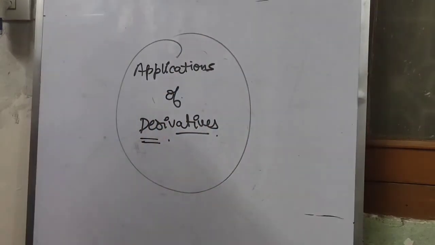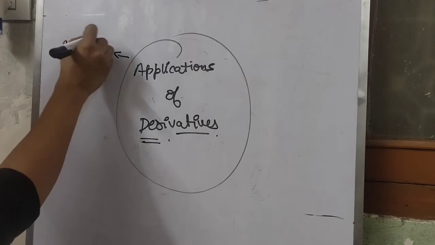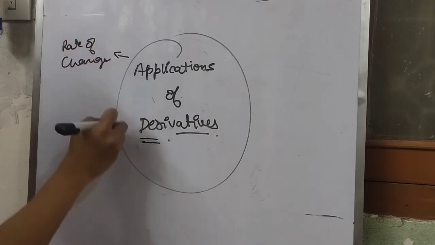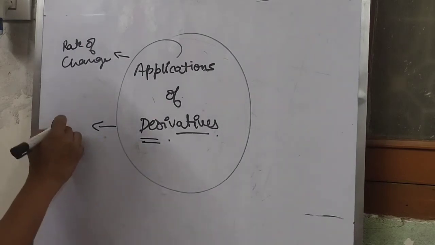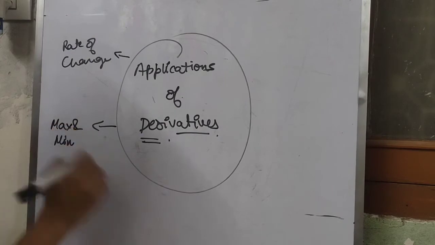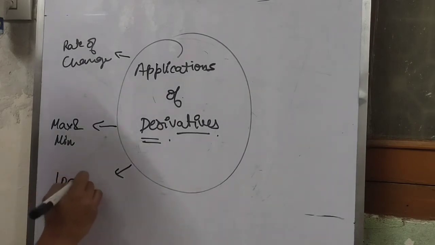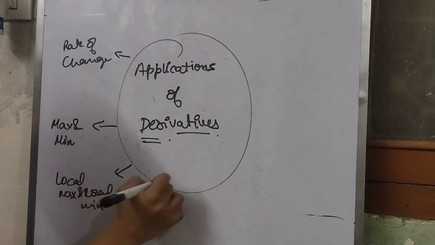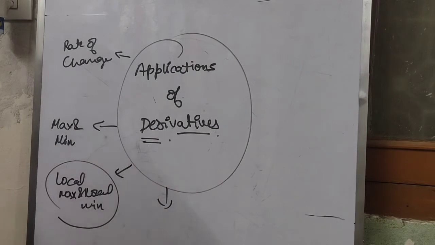I'll just tell you what all things we are going to cover here step by step, and then I'll start with the topic. First of all, we are going to do rate of change. Then we are going to do the topic of maxima and minima. Then local maxima and local minima. After this, we are going to do the derivative test. How do we calculate local maxima? How do we calculate local minima?